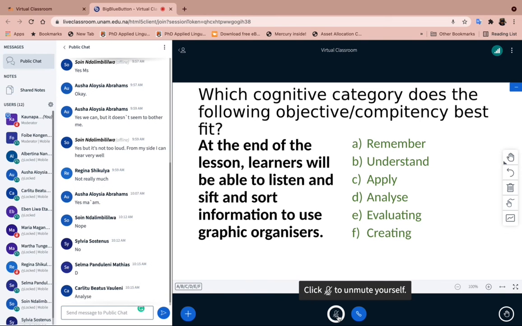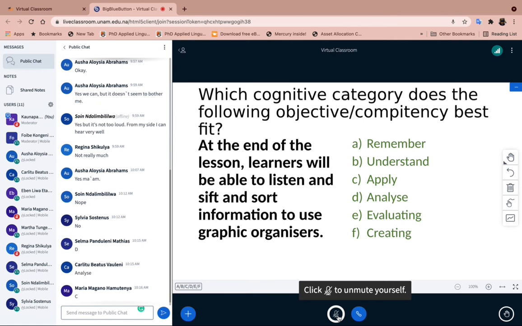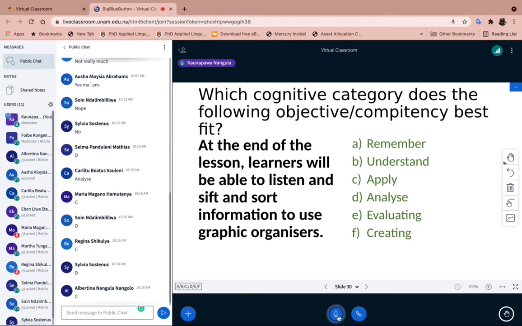All right, so we have got D, analyze. Okay, from Selma. Okay, we've got C. All right, what do others think? You are now unmuted. What do you think? Maybe I should ask, do you know what is a graphic organizer? Yes or no? Maybe I should have asked that first.